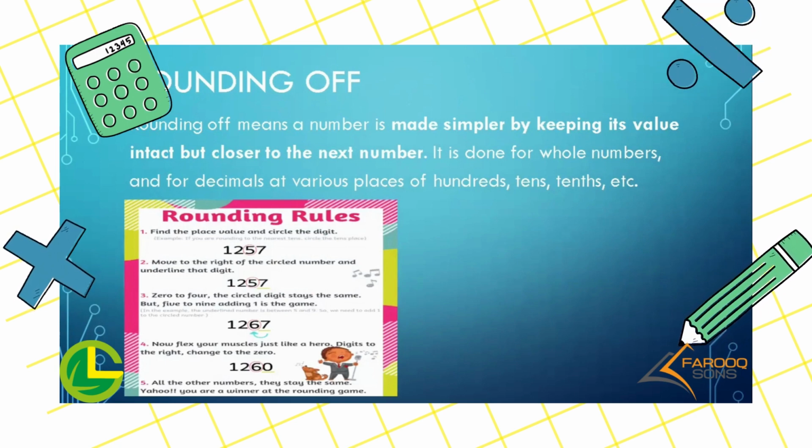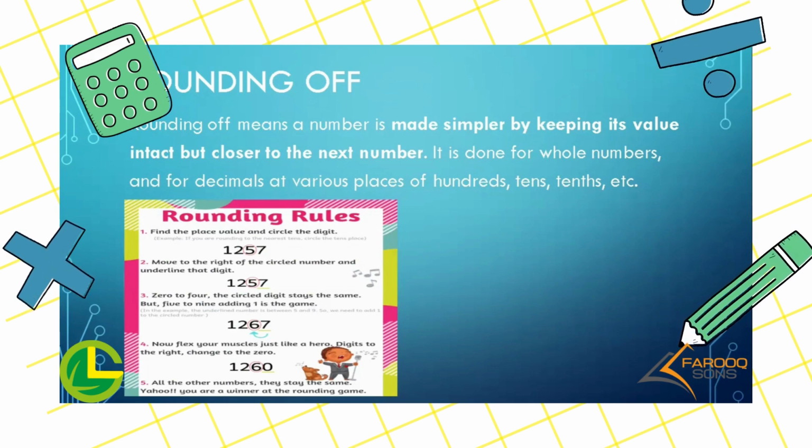We find the place value and circle the digit. For example, if you're rounding off to the nearest tens, you circle the tens digit. In this case, it's 5. Then move to the right of the circled number and underline that digit. In this case, the number is 7, so we underline the number 7.